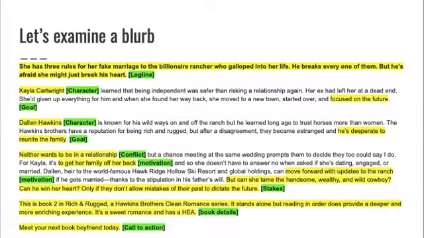But can she tame the handsome, wealthy, and wild cowboy? Can he win her heart? Only if they don't allow mistakes of their past to dictate the future. There are the stakes. This is Book 2 in Rich and Rugged, a Hawkins Brothers clean romance series.